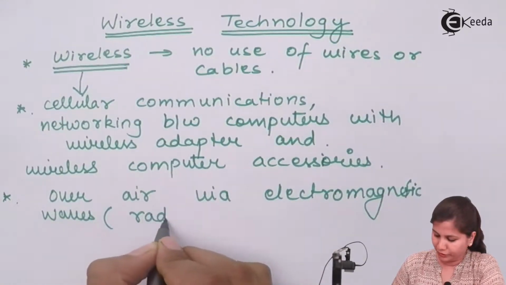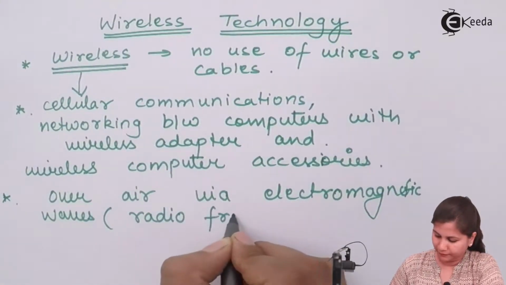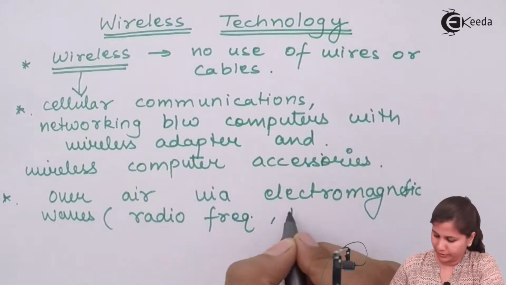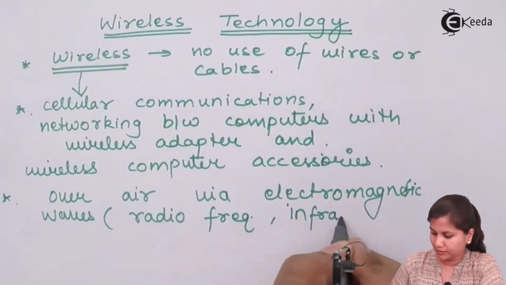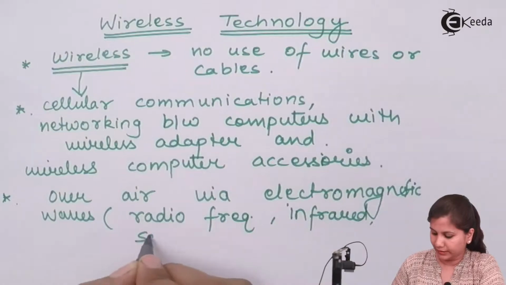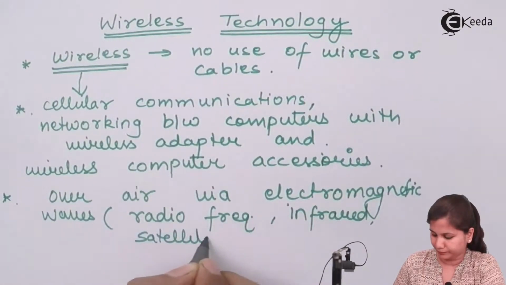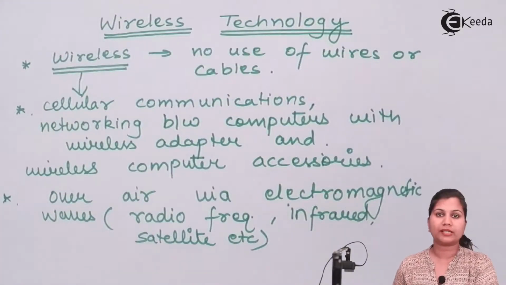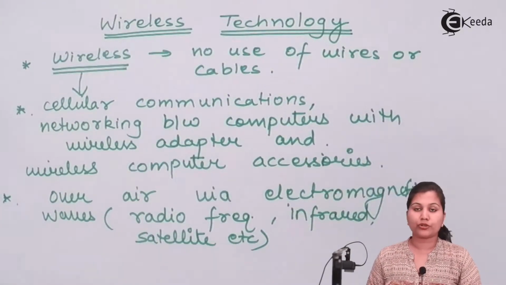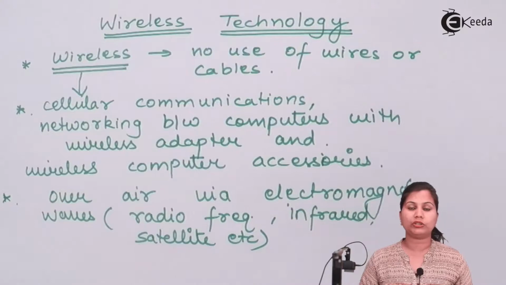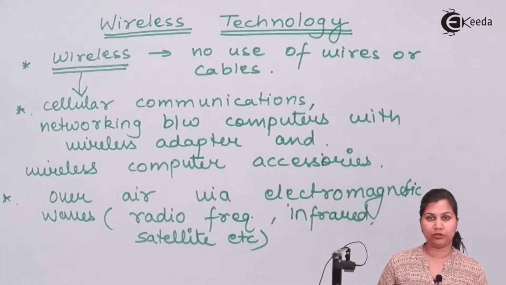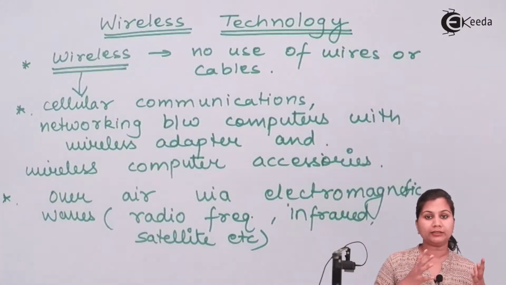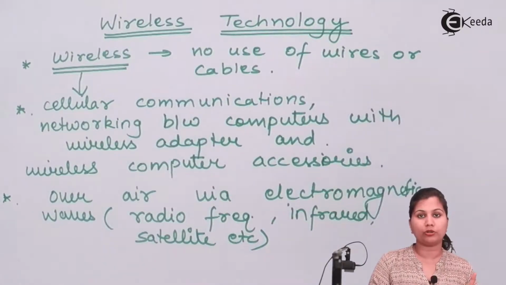like the radio frequencies, infrared and satellite, etc. With the help of them, the communication is being established. So in embedded systems also the wireless technology is being used, and we know that the mobiles are also a type of the embedded system.